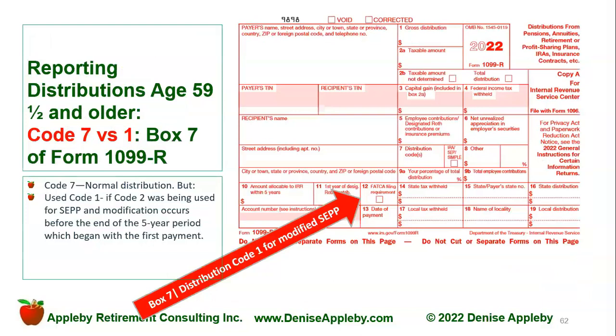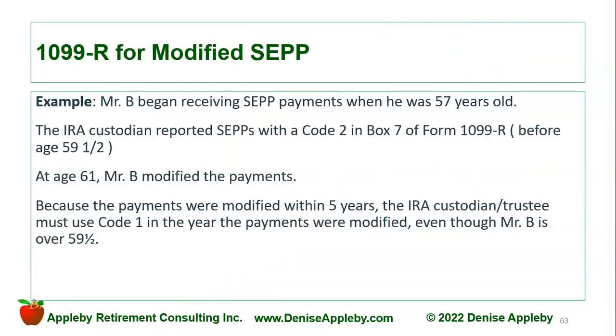Now, once an individual reaches age 59 and a half, the code should be 7. 7 means that the distribution is normal and is not subject to the 10% early distribution penalty. But there's an exception to that. If someone is age 59 and a half and the IRA custodian had been using a code 2 because they know that the 72T payment exception applies, but the IRA owner does something that results in a modification, then even though they're past age 59 and a half, the issuer, custodian, or plan trustee would use a code 2.